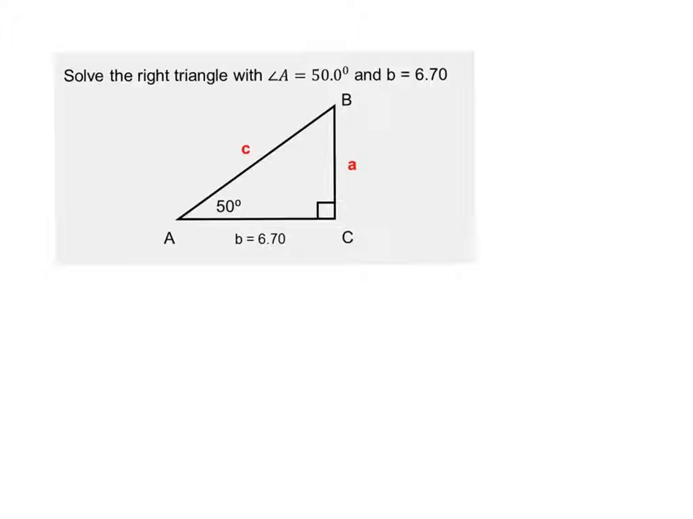To begin to solve for this right triangle, I'm going to begin looking for A. Now you may approach it differently and solve for C first. I'm going to go for A. Now when I look at my 50 degrees, I know that my A is opposite to that, and I have the adjacent side, which is B, which is 6.70. Because of that, I'm going to use tangent. So the tangent of A is equal to A over B.